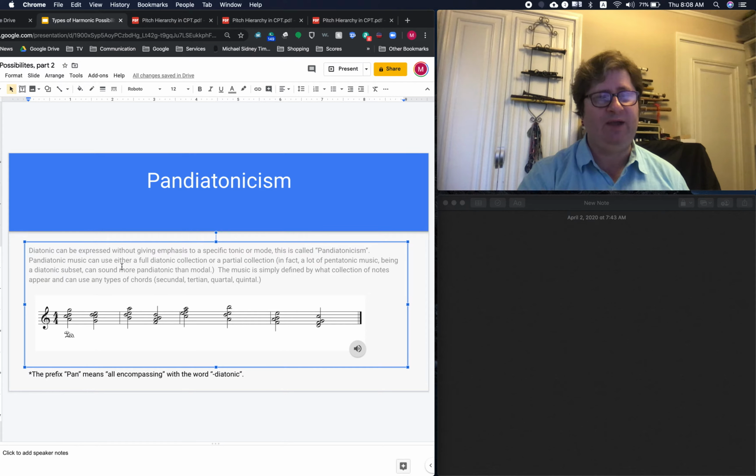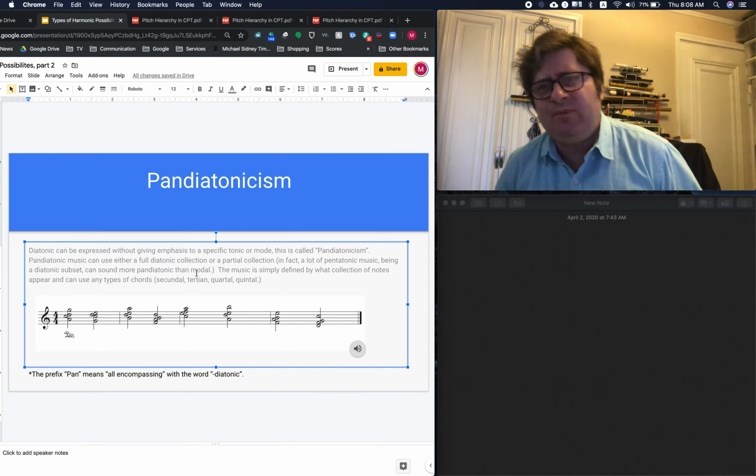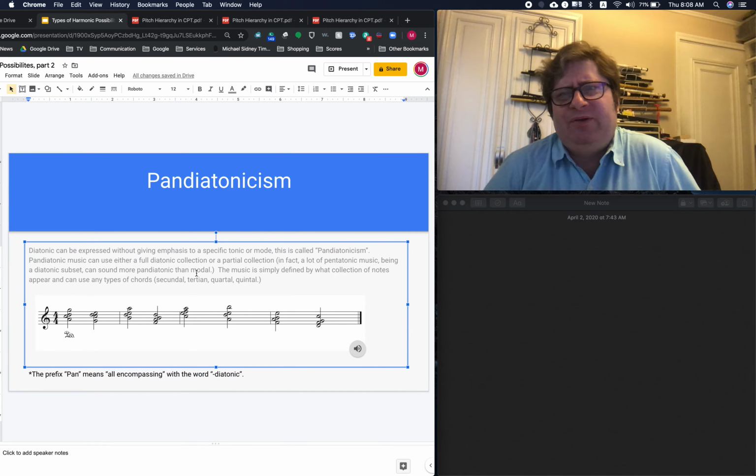Pandiatonic music can use either a full diatonic collection or a partial collection. So you don't have to use all the notes of the diatonic scale. You could just use some of them. In fact, a lot of pentatonic music, being a diatonic subset, can sound more like pandiatonic than modal. So a lot of times when we hear pentatonic music, sometimes it's not really clear what mode we're in. Is it Dorian? Is it Phrygian?